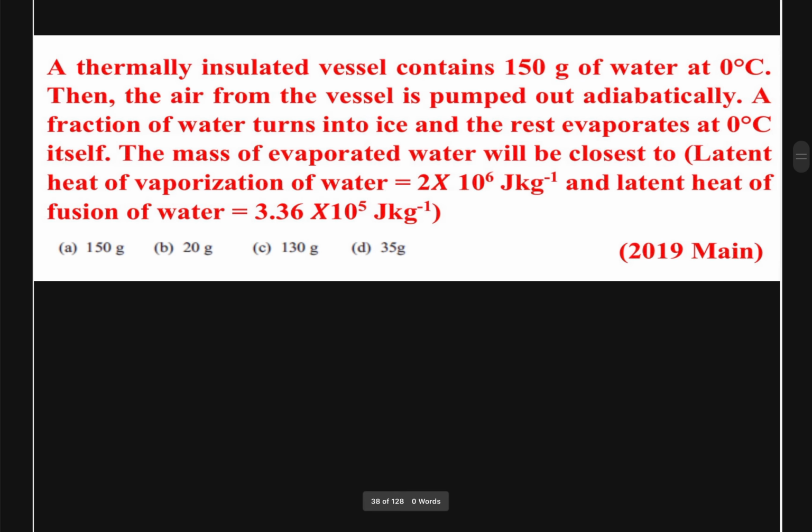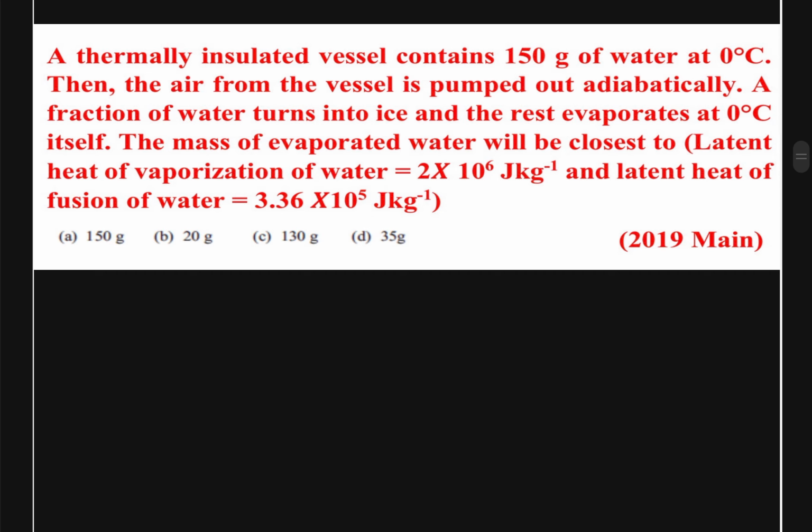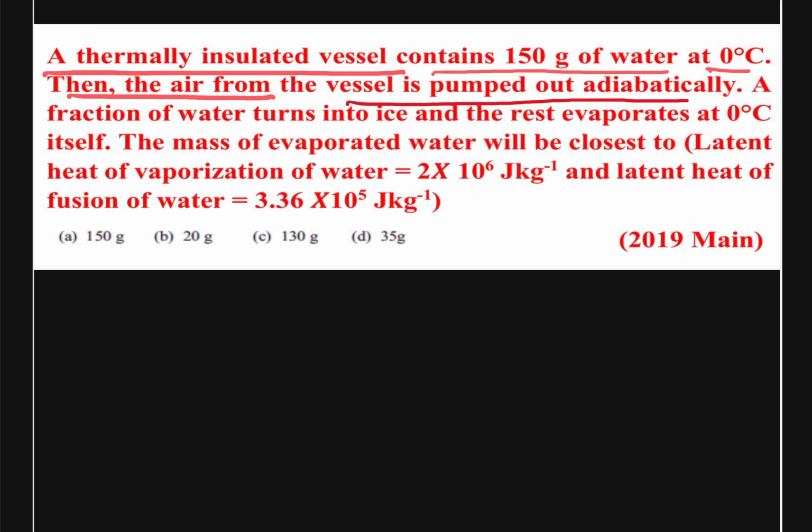It states that a thermally insulated vessel contains 150 grams of water at 0 degree centigrade. Then the air from the vessel is pumped out adiabatically. A fraction of water turns into ice and the rest evaporates at 0 degree centigrade itself. The mass of evaporated water will be closest to, we have given latent heat of vaporization as well as latent heat of fusion of water. So we have to find out the mass of evaporated.